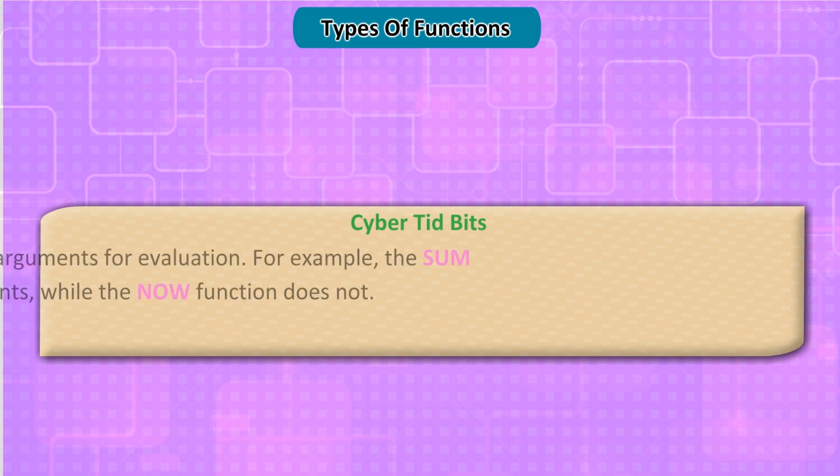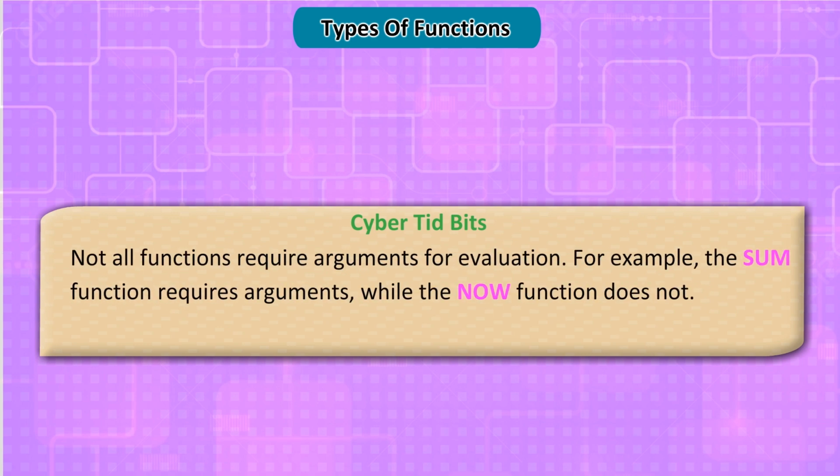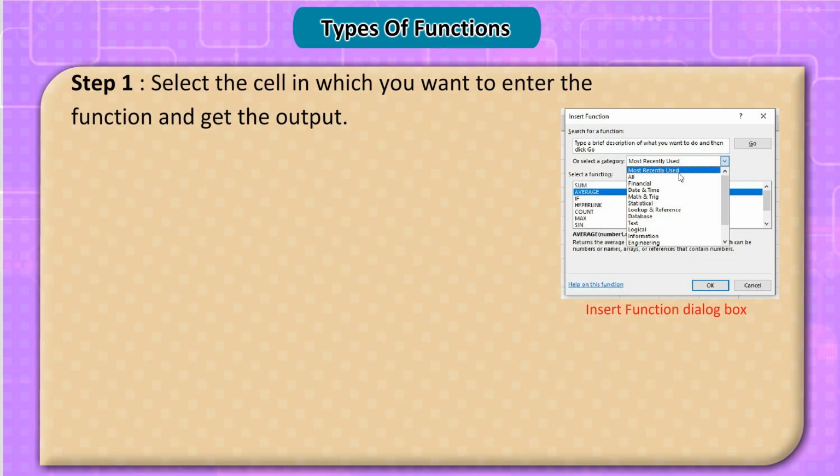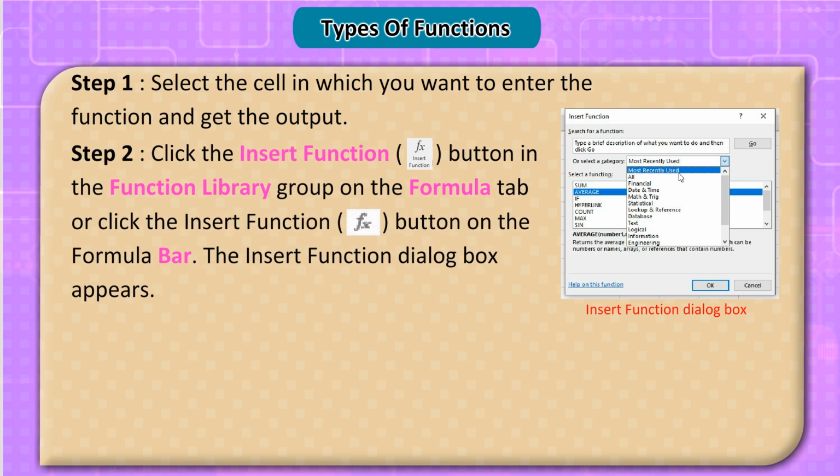Cyber tidbit. Not all functions require arguments for evaluation. For example, the sum function requires arguments, while the now function does not. Step 1. Select the cell in which you want to enter the function and get the output. Step 2. Click the Insert Function button in the Function Library group on the Formula tab, or click the Insert Function button on the formula bar. The Insert Function dialog box appears.